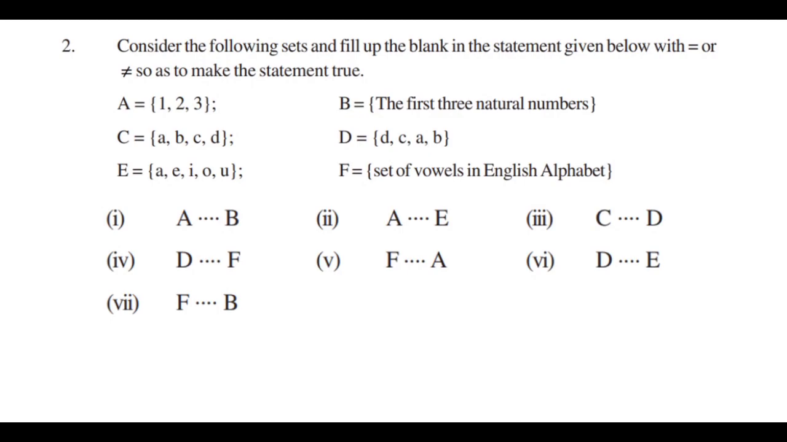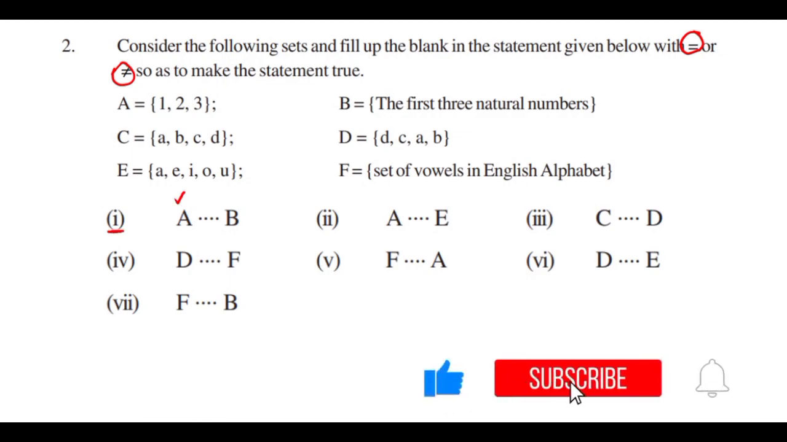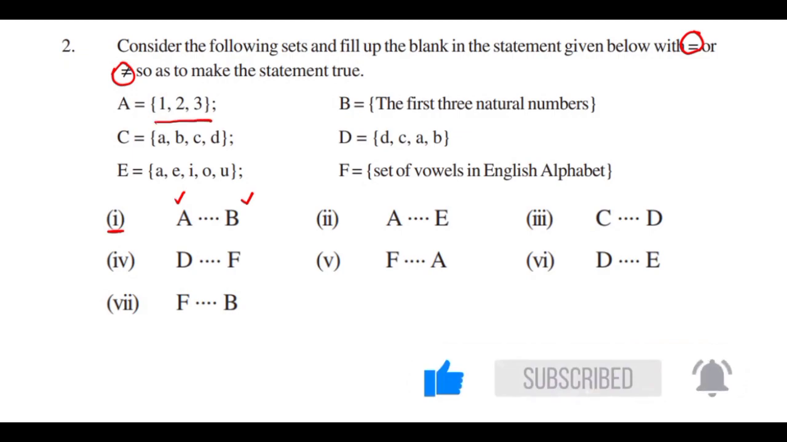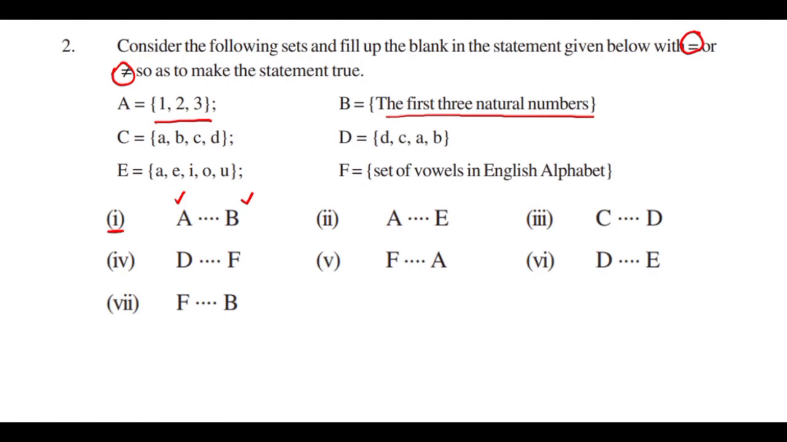Consider the following sets, and fill up the blank in the statement given with the symbol equal or not equal. You understood very well what is equal and what is not equal, right? Sets A, B, C, D, E, F are given. We can check one by one. First question, compare set A and set B. Set A is 1, 2, 3. B is the first three natural numbers, 1, 2, 3. Then you write the answer here: equal. Got it?